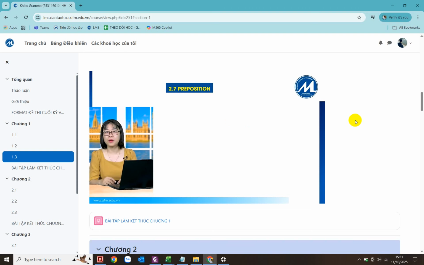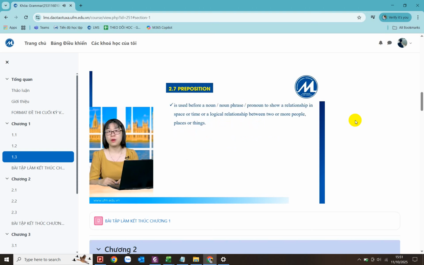The next common word group is preposition. A preposition is used before a noun or a noun phrase or a pronoun to show a relationship in space or time, or a logical relationship between two or more people, places, or things. For example, the cinema is located inside a large building. Your trains leave at 6 p.m. tomorrow. The bank doesn't close until 4:30.